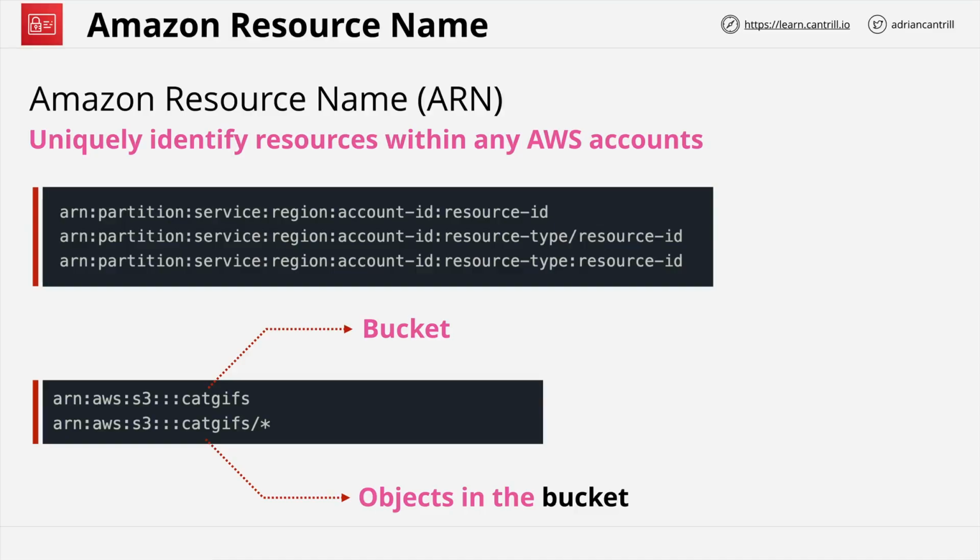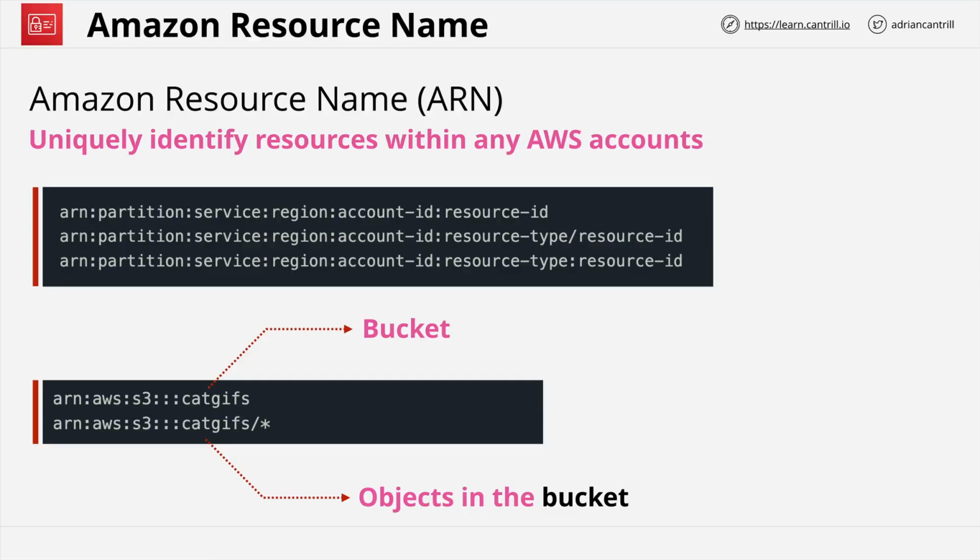For example, S3, IAM, or RDS. The next field is region, so this is the region that the resource you're referring to resides in. Some ARNs do not require a region, so this might be omitted, and certain ARNs require a wildcard. And you'll gain exposure through the course as to what different services require for their ARNs.